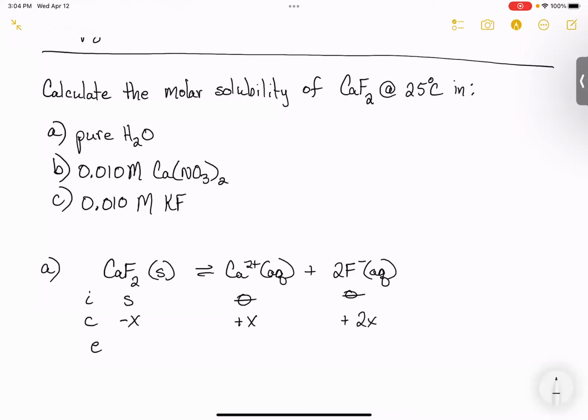So then at equilibrium, you're still going to have solid calcium fluoride. We know that because the Ksp for calcium fluoride is extremely small. The Ksp for this calcium fluoride is equal to 3.9 times 10 to the minus 11. So it's an extremely small number, and we know that there's not going to be an appreciable amount of dissociation. So most of it's going to be solid at equilibrium, but you will have a tiny amount of the calcium and twice that concentration of fluoride.